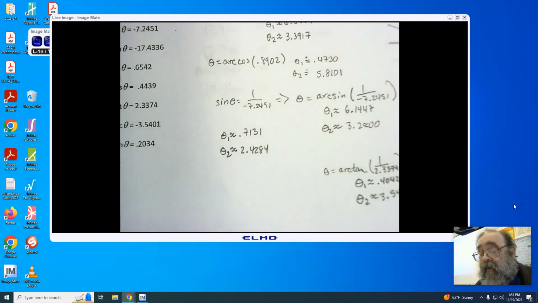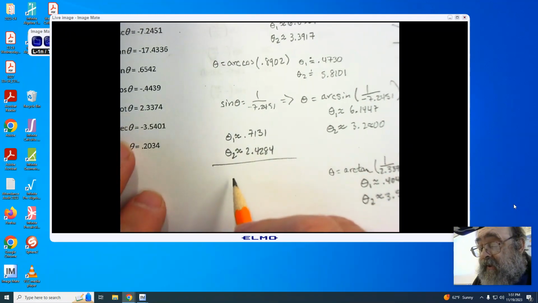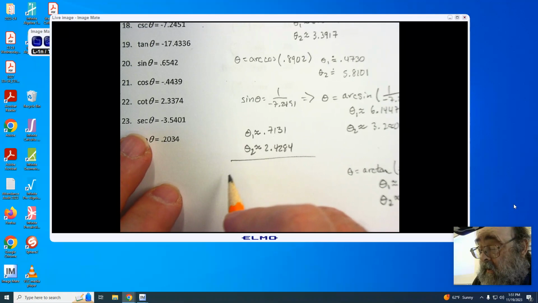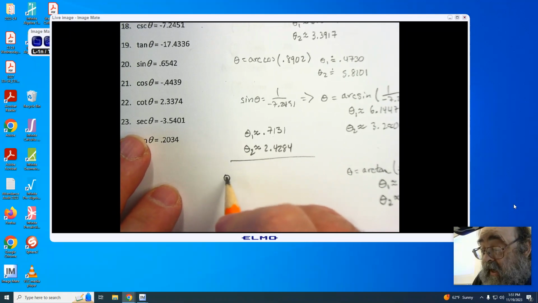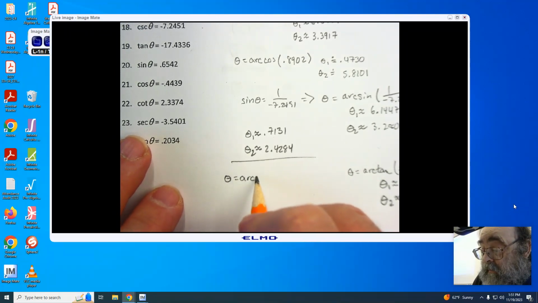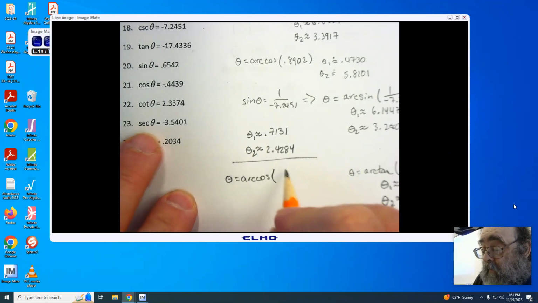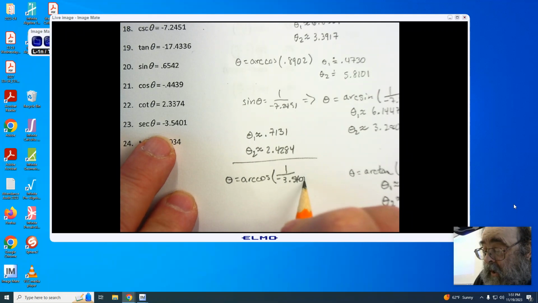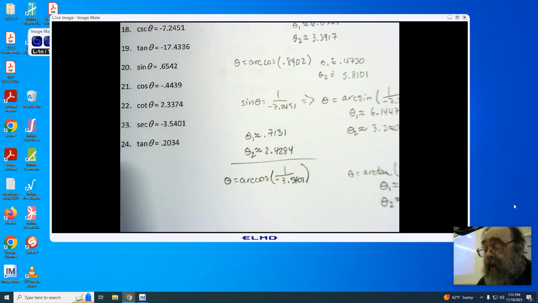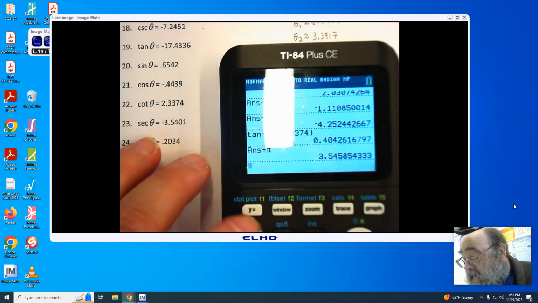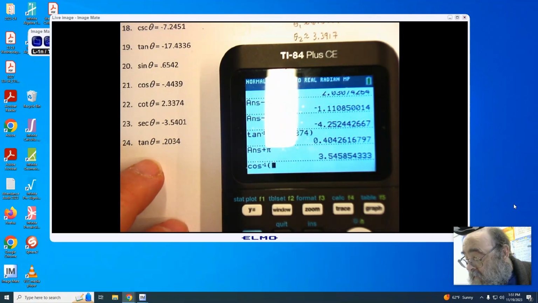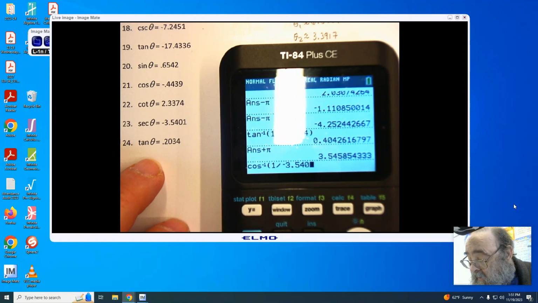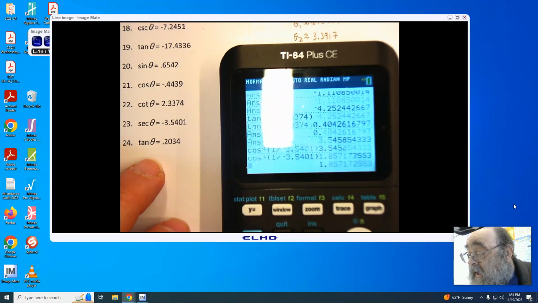Alrighty, we don't have too many left to do. We have this secant. So we're going to be looking at it as the secant will give me the theta equals the arc cosine of 1 over negative 3.5401. Putting it into my calculator, second function cosine of 1 divided by negative 3.5401. Close and hit enter.